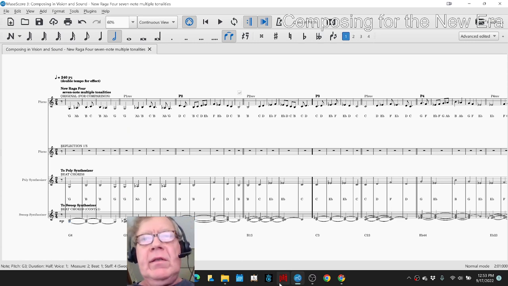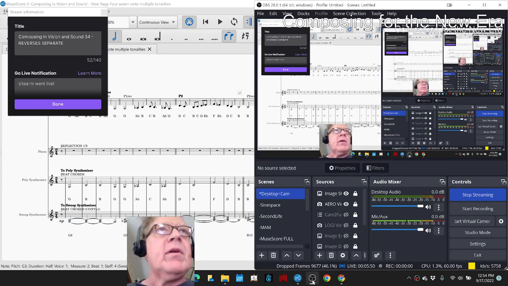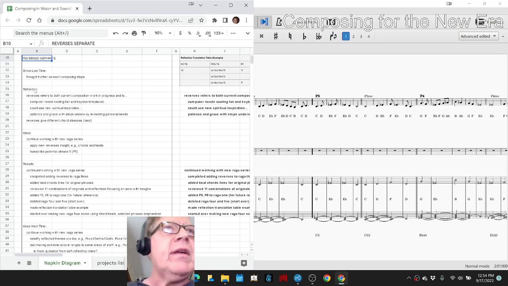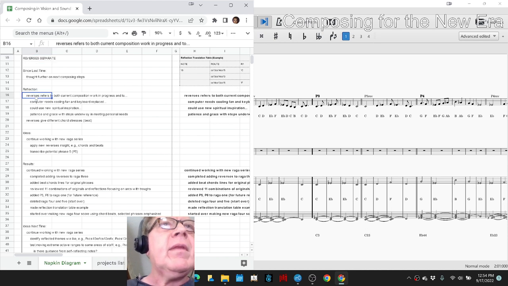Ladies and gentlemen, this is a recap of Composing in Vision and Sound Part 34, Reverses, Separate. In today's episode, we re-entered by reflecting that reverses refer both to our composition, where we take a line going forward and then reflect it horizontally, and also work in progress, where we were chugging along going this way, and all of a sudden we took some steps back.